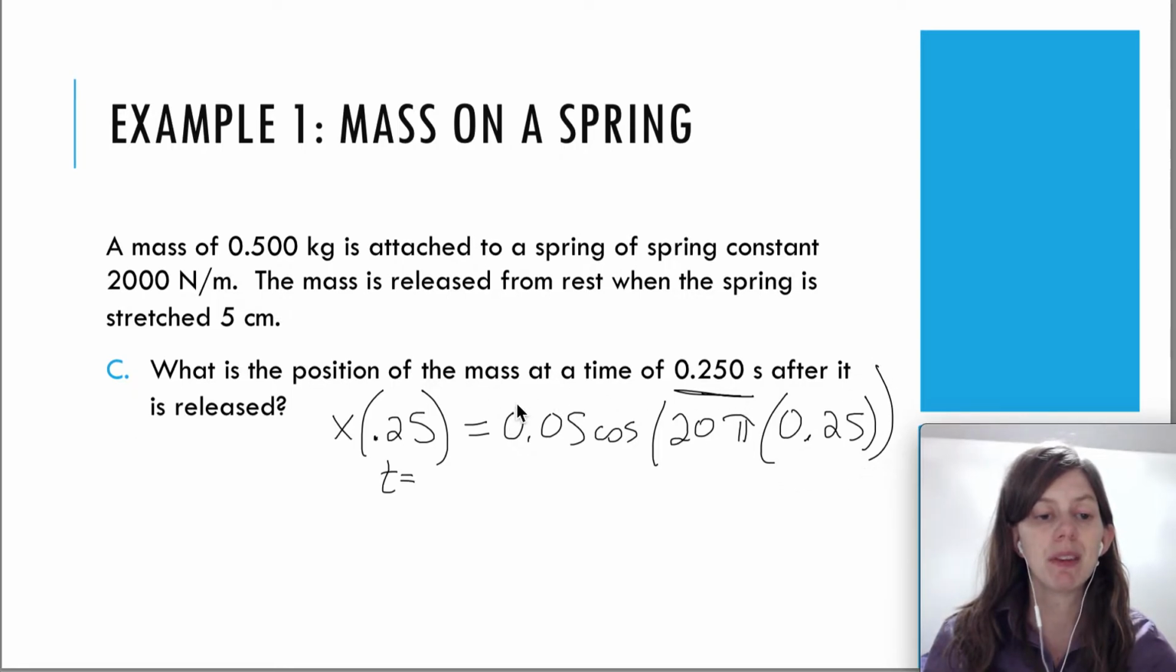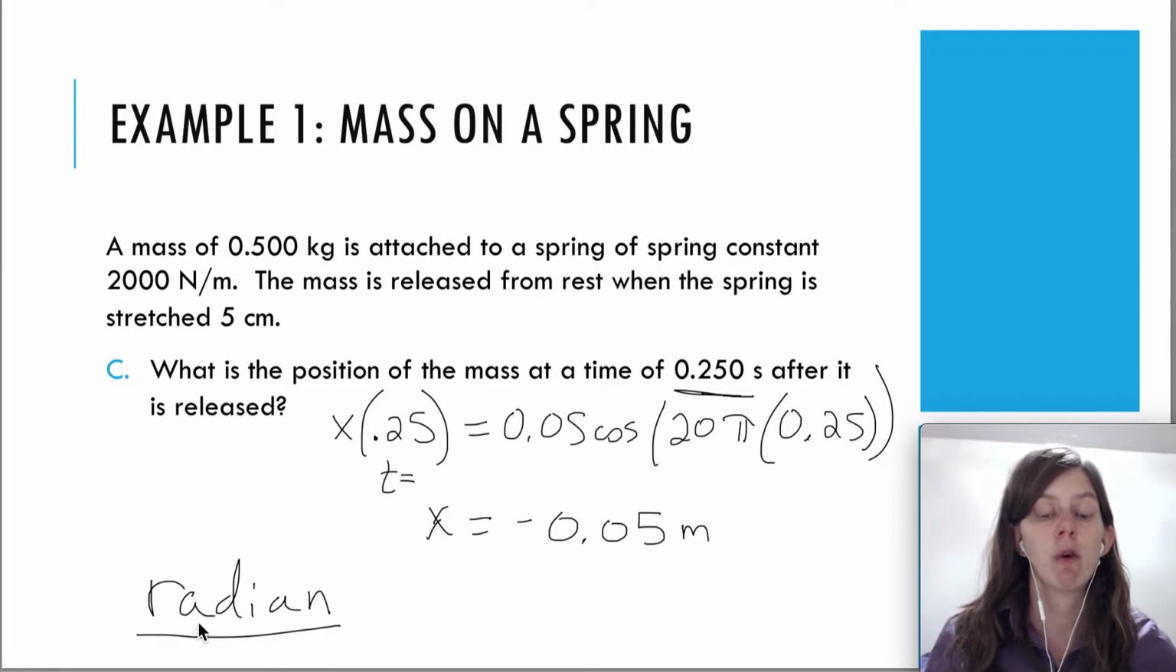So you plug all of this in your calculator, and you're going to get x is equal to approximately negative 0.05 meters. Now, I strongly encourage you to put this in your calculator, because chances are, if you put it in your calculator right now, you're actually not going to get this answer. And this is because your calculator must be in radian mode for this section on simple harmonic motion. Make sure that it's in radian mode.